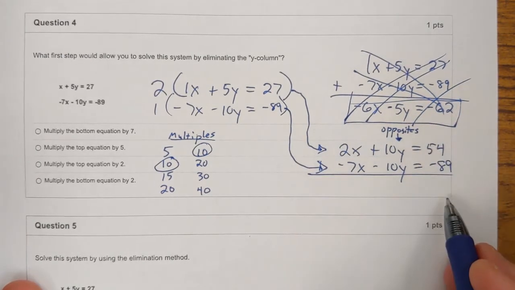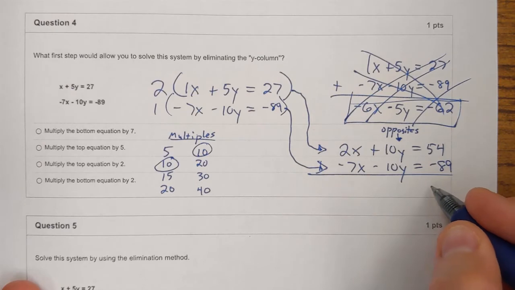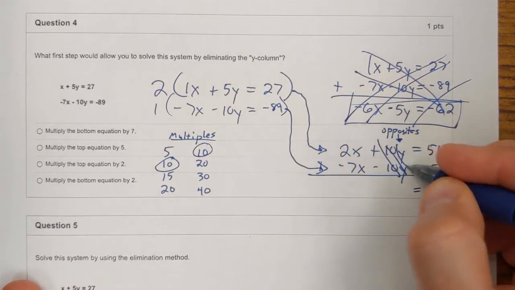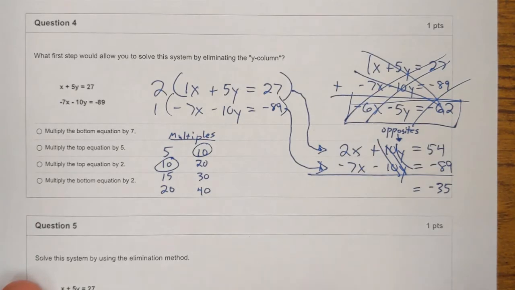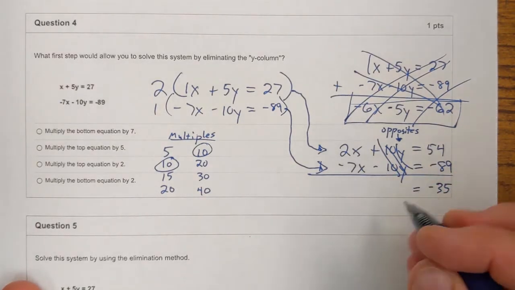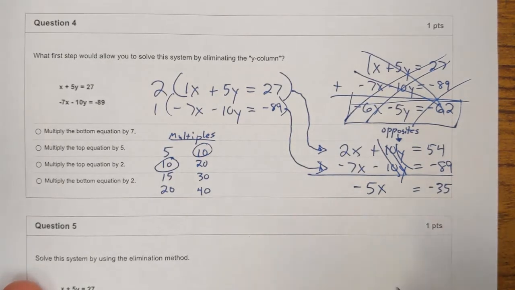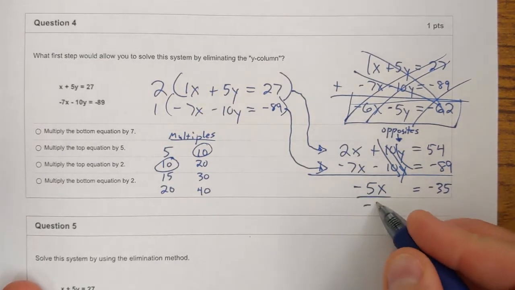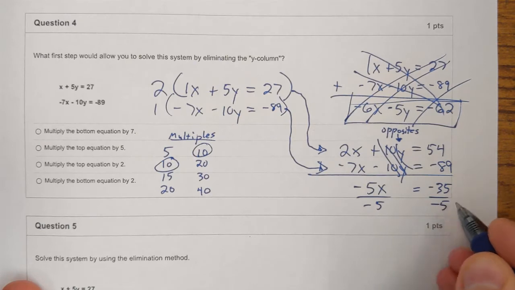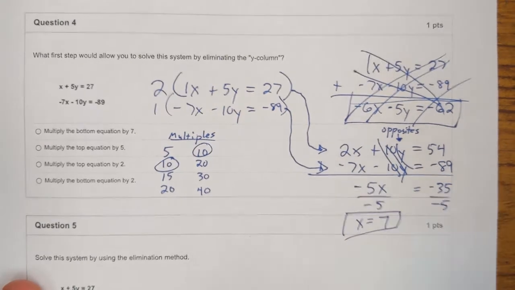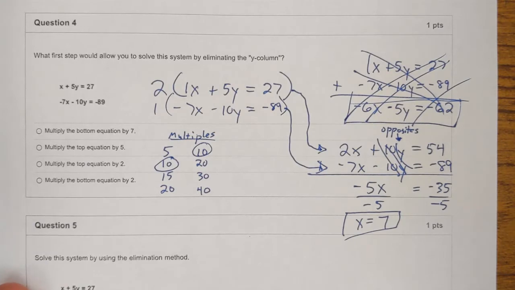I can add these together. Here I have a negative 35. Here my y's get eliminated. They cancel each other out. 2x plus negative 7x is negative 5x. Since my y's have been eliminated, I can very simply divide both sides by negative 5. And I have my first answer. X is equal to 7.